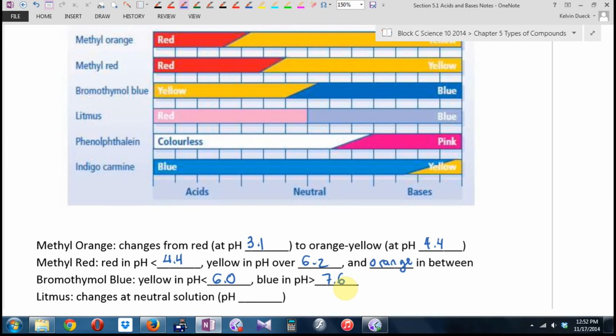Litmus paper actually changes right at a neutral solution. What's a neutral solution? What's a pH of neutral? Not 0, sadly. What was it? 7.